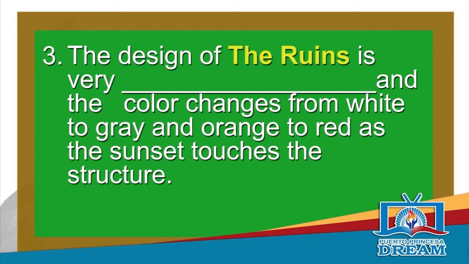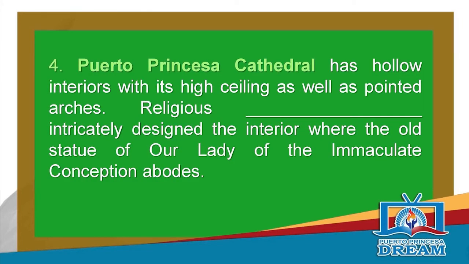Number 3. The design of the ruins is very blank, and the color changes from white to gray and orange to red as the sunset touches the structure. Number 4. Puerto Princesa Cathedral has hollow interiors with its high ceiling as well as pointed arches. Religious blank intricately designed the interior where the old statue of Our Lady of the Immaculate Conception abodes.